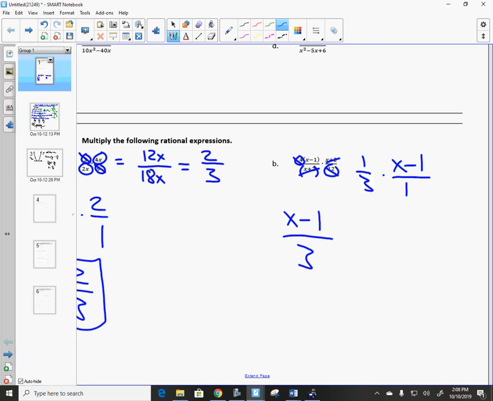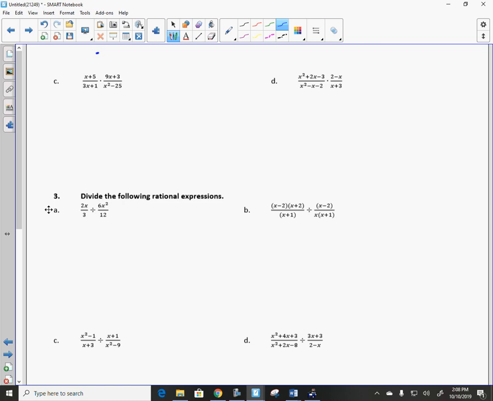Sometimes it's not written in factored form, I should say. The next one, x plus 5, does not factor. And 3x plus 1 does not factor. However, what can you factor out of 9x plus 3? You factor out 3. When I factor out 3, what am I left with? 3x plus 1. Then the denominator, x squared minus 25, how does that factor? X plus 5, x minus 5. Difference of 2 squares. Great, I've got it.